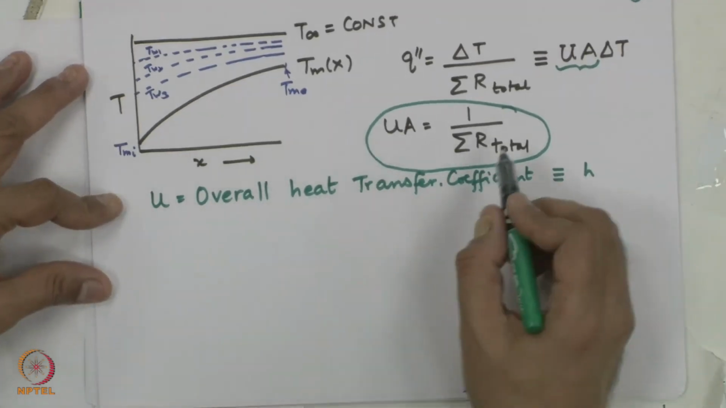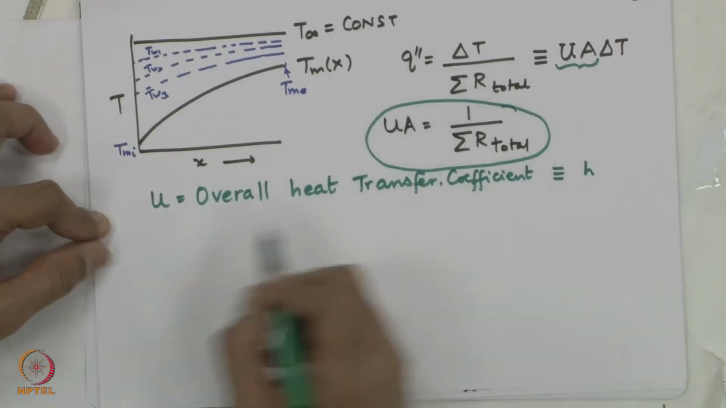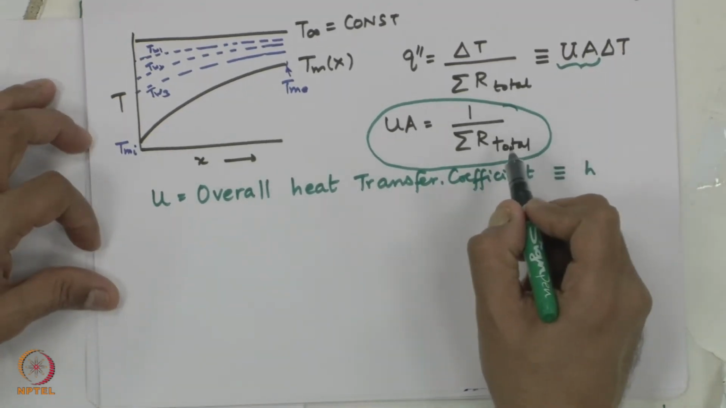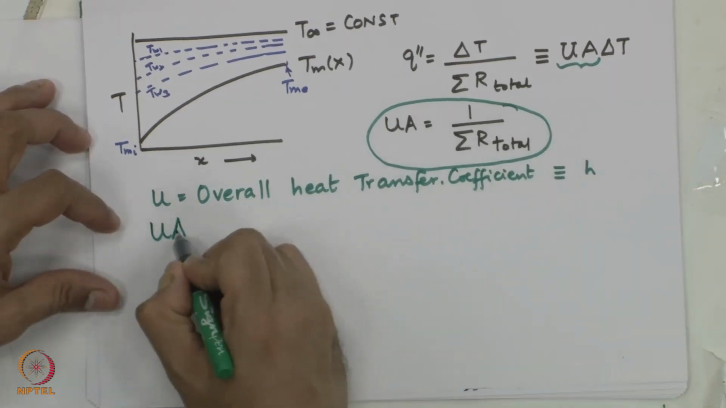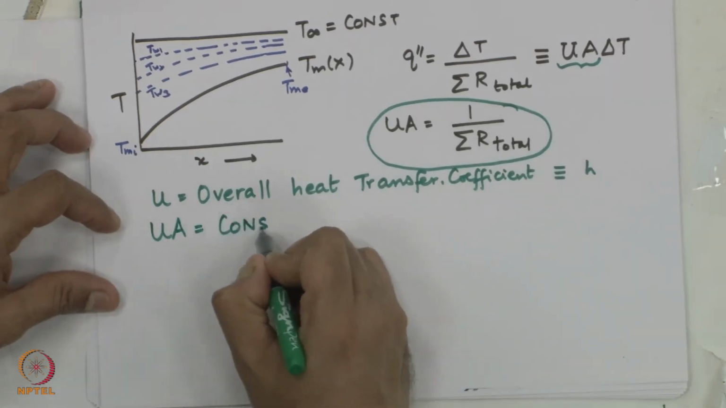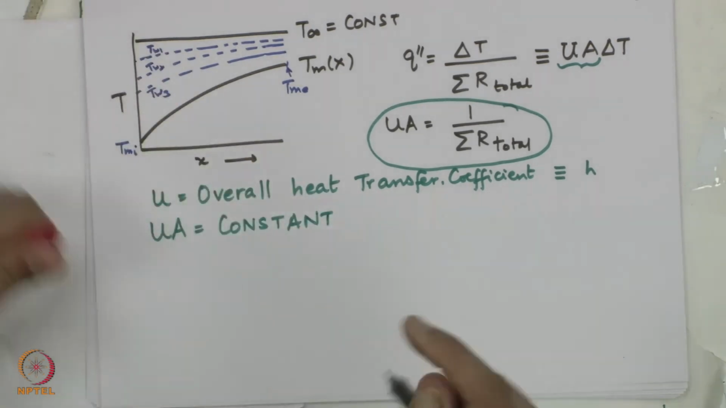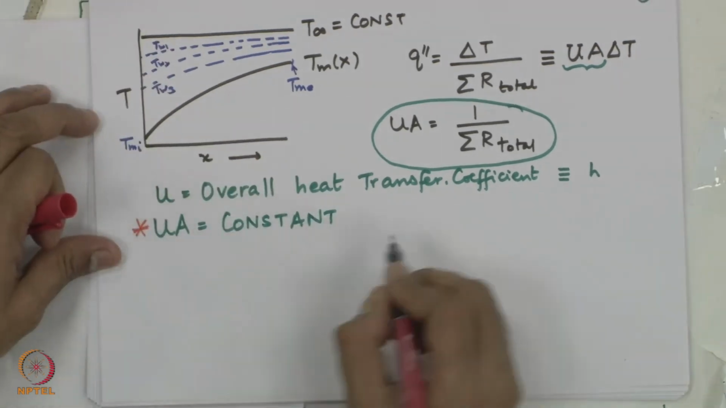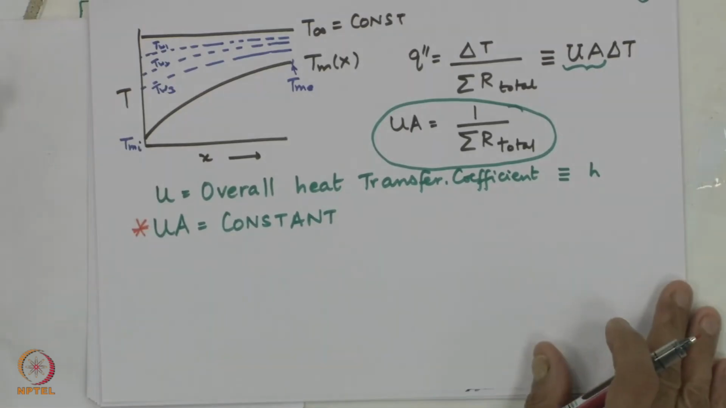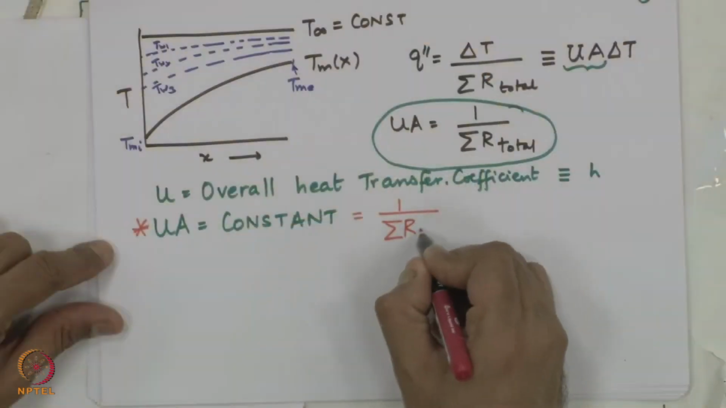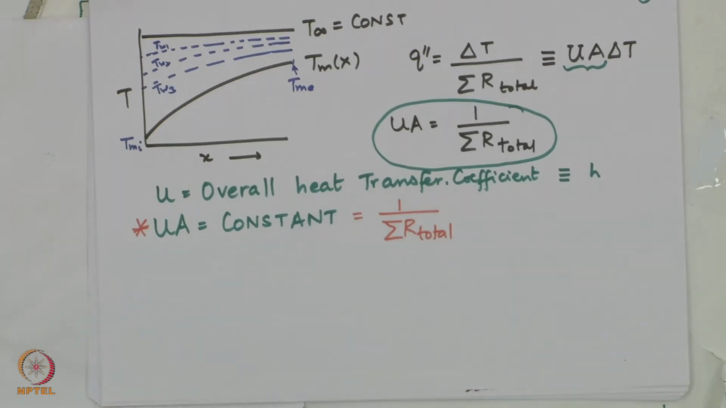And keep in mind, for a given situation, R total is constant, therefore, U times A is constant. So, very important observation, very important deduction. U times A is always a constant because it is nothing but the reciprocal of the total resistances. Given geometry, given thermal properties, thermophysical properties, the resistances would be constant.